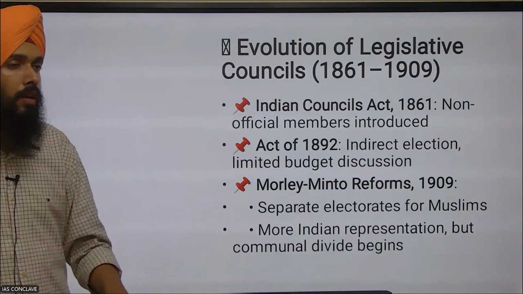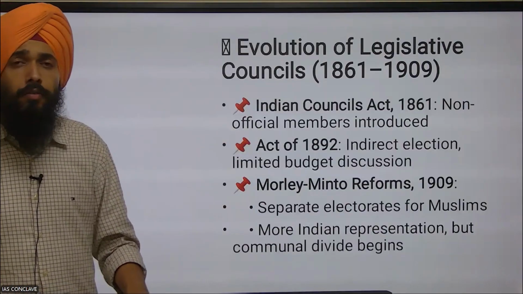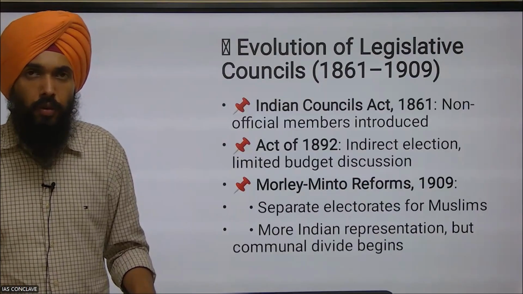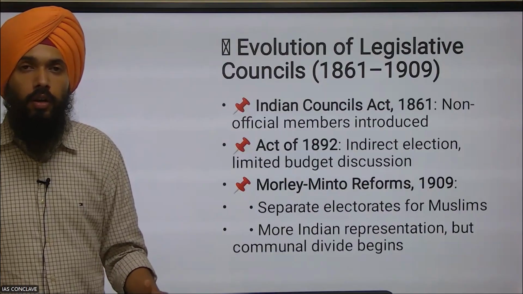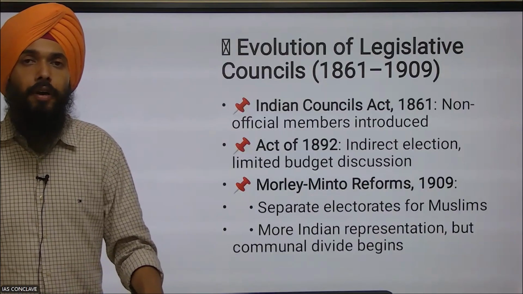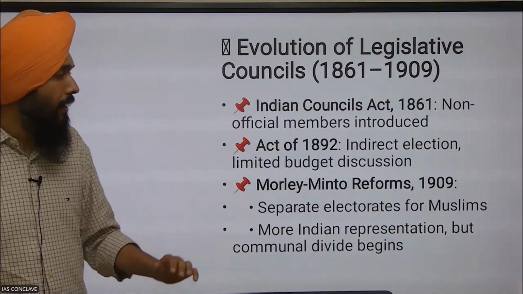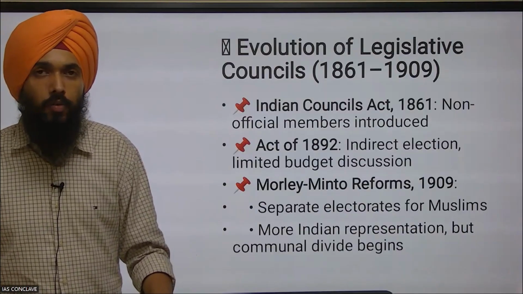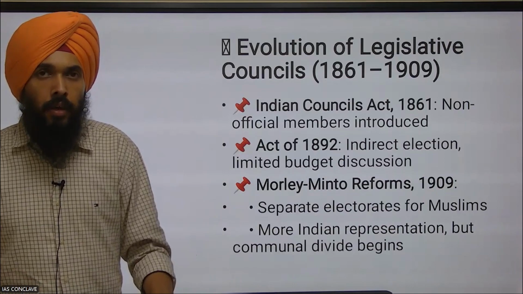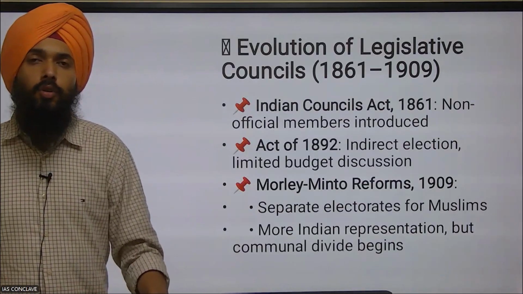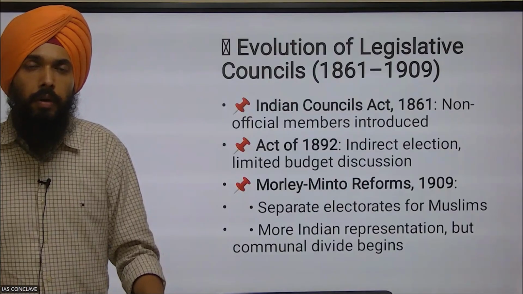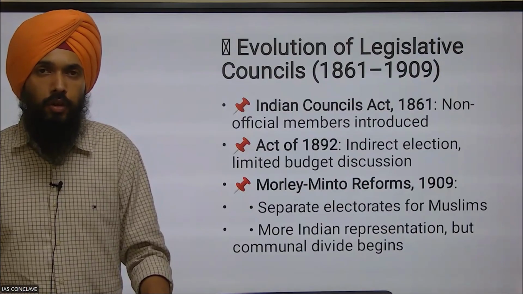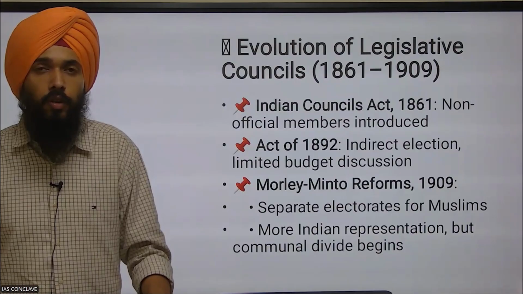Then gradual progress was in the 1892 Act, which introduced indirect elections. The word indirect elections was used. So gradually we are moving toward responsible government, and we find decentralization. Indirect elections, then the 1909 reforms, the Morley-Minto reforms. The council was expanded there also, but one shortcoming was that it, for the first time, introduced the separate electorate system for Muslims.